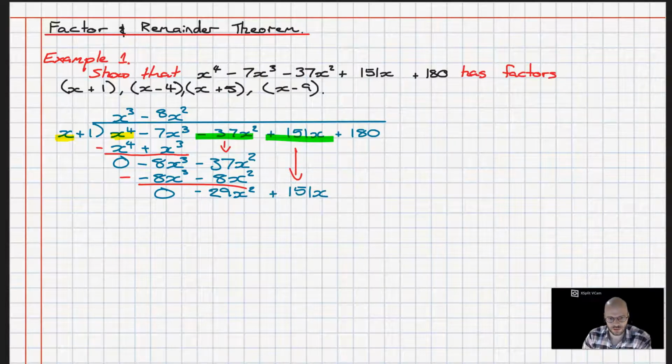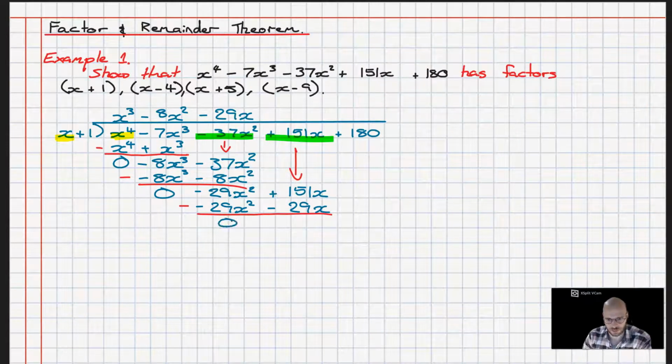And then we ask ourselves, what do we need to multiply x by to make it equal minus 29x squared? And of course it's nice and easy, minus 29x. Writing that down, minus 29x squared. And then we're going to go minus 29x. We go for some subtraction.